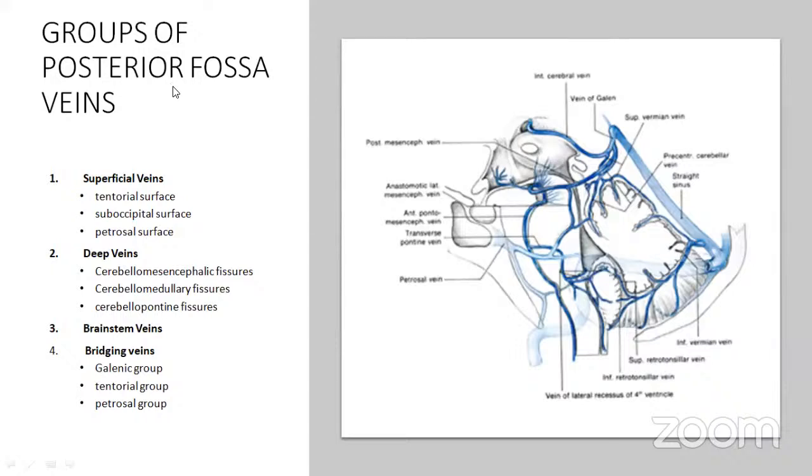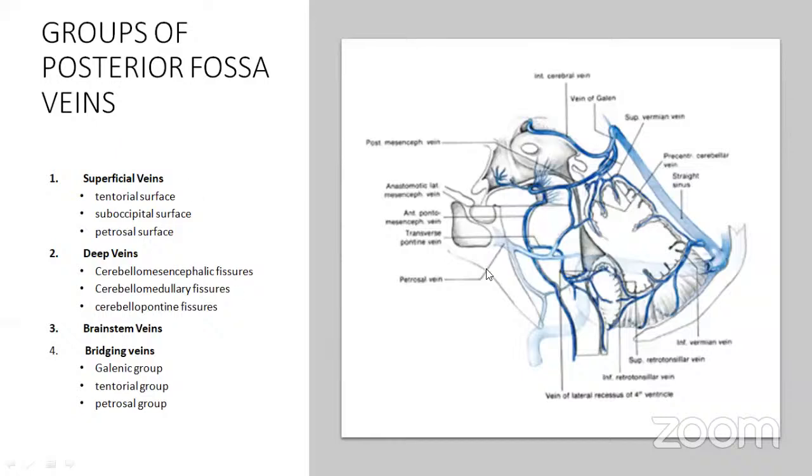Posterior fossa veins are divided into 4 major groups: superficial veins, deep veins, brainstem veins, and bridging veins. Superficial veins supply the tentorial surface, suboccipital surface, and petrosal surface of the cerebellum. Deep veins supply the cerebellomesencephalic fissures, 4th ventricle walls, and the cerebellomedullary and cerebellopontine fissures. We discussed these 2 groups of veins in detail in the previous sessions.